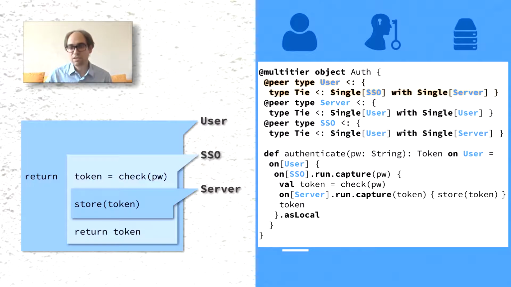For example, in the first definition, we specify that a user connects to a single SSO instance and a single server instance. And in a similar way, in the next definitions, we specify the one-to-one relations from the perspectives of the SSO and the server components. So the complete definition of the multi-tier object abstracts over the distributed components, their architectural relation, and their interaction patterns.